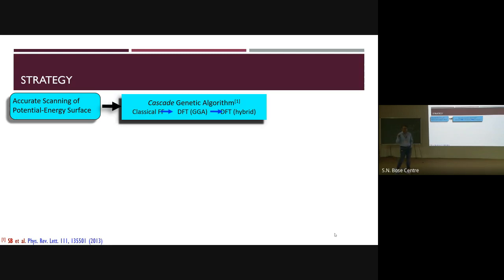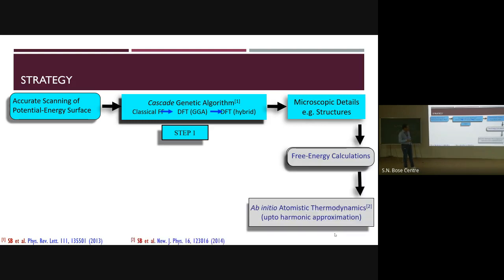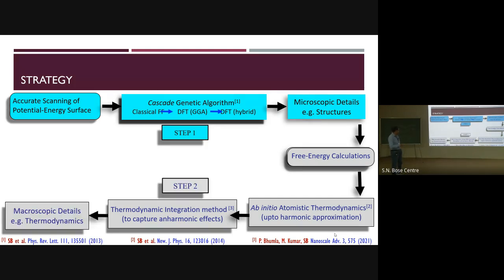If you do not have experimental support, say genetic algorithm methodology gives me all the microscopic details of the material, and then I can understand the free energy using atomistic thermodynamics methods, where we use harmonic approximations. But if you want to capture anharmonic effects, you can do thermodynamic integration and other methods also. So this helps me get all the macroscopic details of the material.